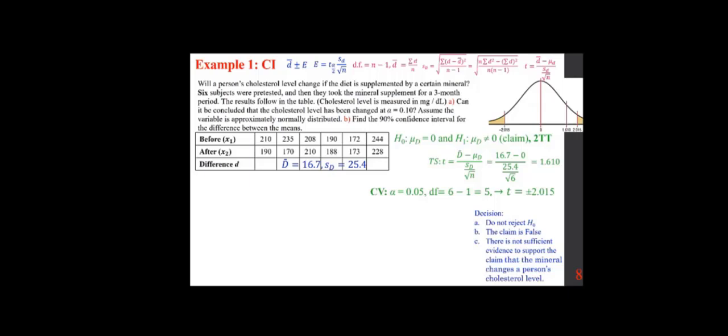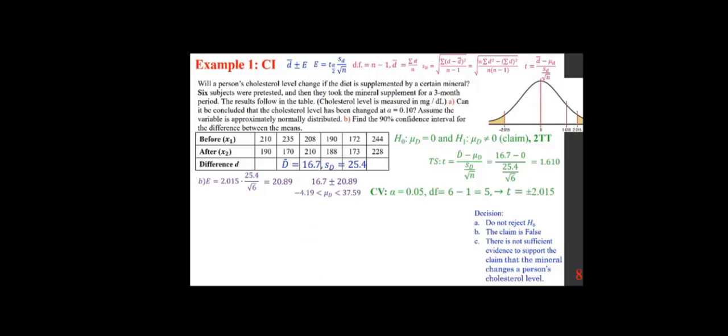Plug in the same T, the same S, and the same N that we have. Results in the following number. We are going to use the X bar, or in this case D bar of 16.7, and add and subtract this number. When we do that, it results in the following.